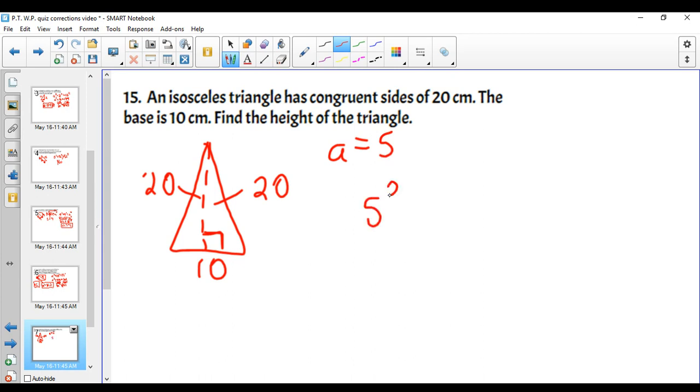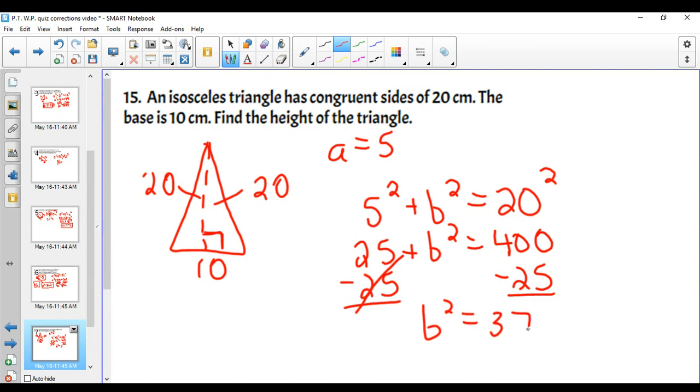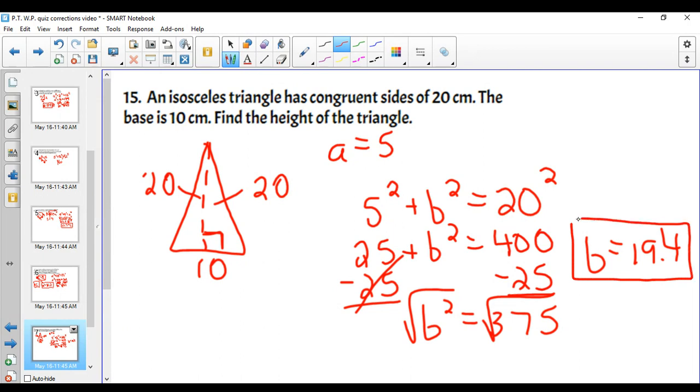So we're going to say 5 squared plus B squared equals, and then the hypotenuse is 20 squared. 5 squared gives us 25. 20 squared gives us 400. Then we would subtract 25 from both sides. Okay, that gives us 375. Then we find the square root. So final answer comes out to be 19 and 4/10. That's the height of the triangle.